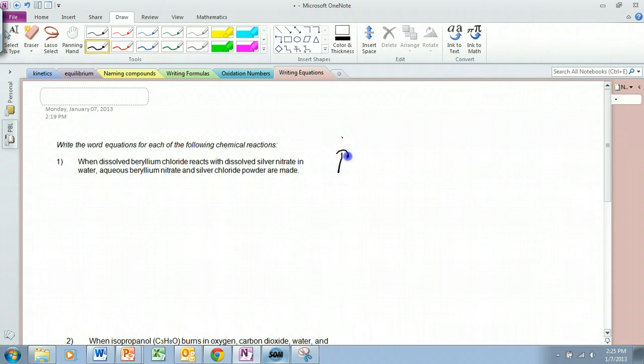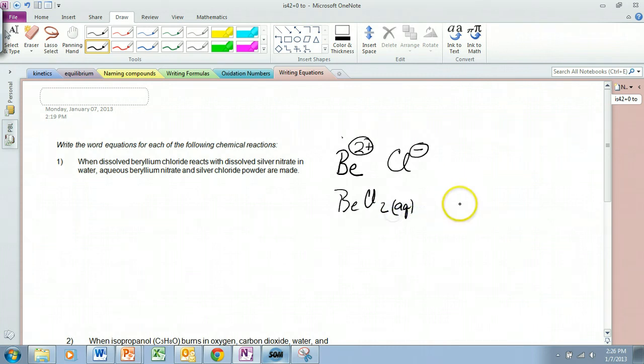So beryllium is Be, and we should remember its charge. If you don't remember, you can look at a periodic table, and since beryllium is in the second column, that means it would have a +2 charge, and chloride is Cl, and it would have a -1 charge. To make a neutral compound, we would need BeCl2. Since it says it's dissolved, that means it's Aq in parentheses.